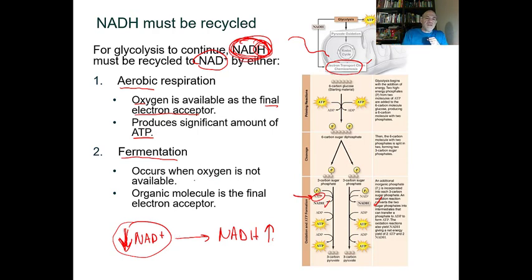Fermentation is anaerobic, when you don't have any oxygen, when oxygen is not available. Instead of having oxygen as that final acceptor in the electron transport chain, you're going to have an organic molecule pick up that electron. So the organic molecule is going to take the hydrogen and the electron away to give us back NAD+. So at least we can keep running glycolysis out in the cytoplasm and produce our limited ATP.